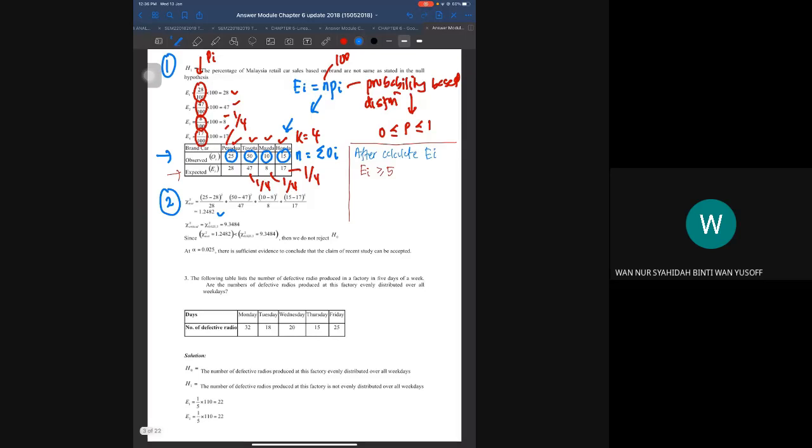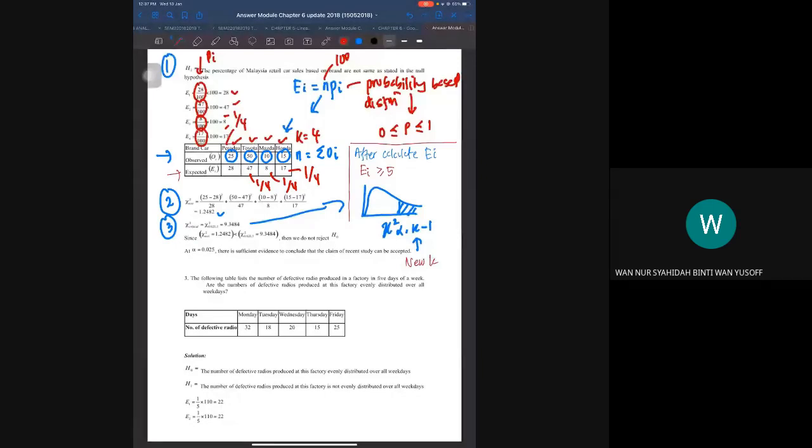And then the third step is your critical value. So we know that it is a right-tail test. So you will have chi-square alpha and then k minus 1. So k here is the number of categories. So let's say that you combine the categories. So the k here is the new k. Do not use the old k. So we use the new k if you did combine your categories.